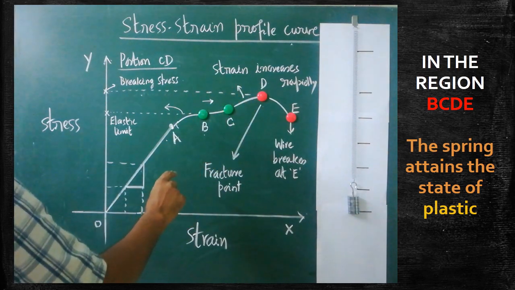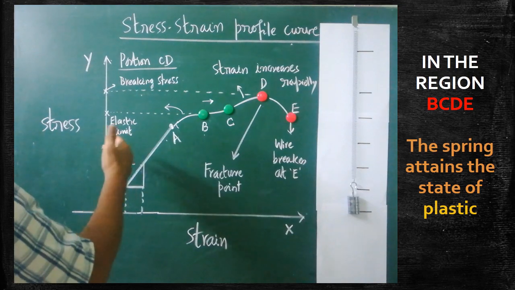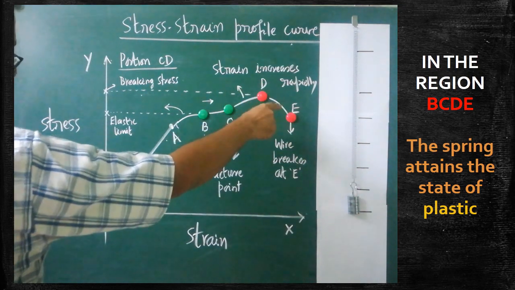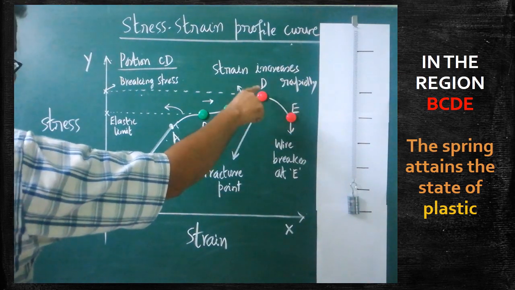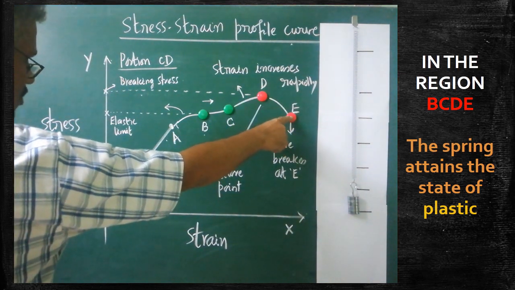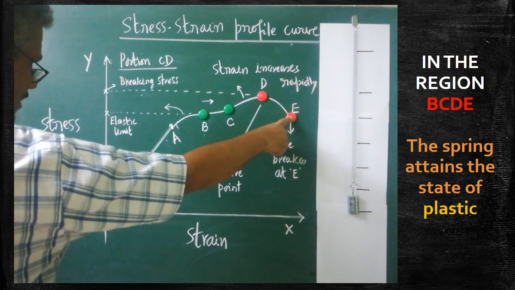If stress is increased further, what will happen beyond D? The wire is broken. So at point E, when the point E is reached, the wire is broken.